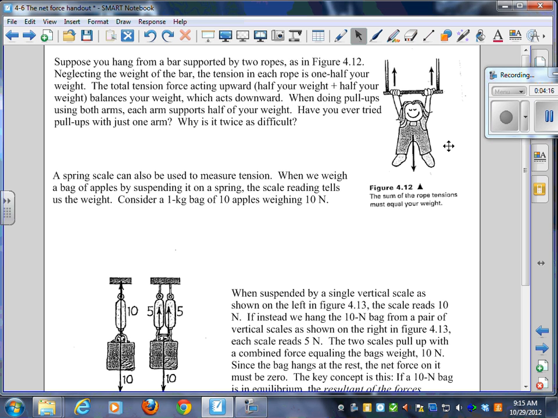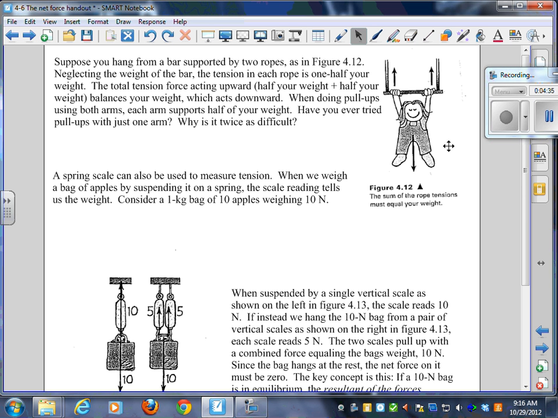Have you ever tried doing pull-ups with just one arm? Why is it twice as difficult? A lot of people can do maybe 5 or 6 or maybe even 10 chin-ups, right? Doing it one-handed is a little bit more challenging. How come? Each arm only has to balance half your weight here, right? But when you do it one-handed, you've got one arm pulling yourself up.